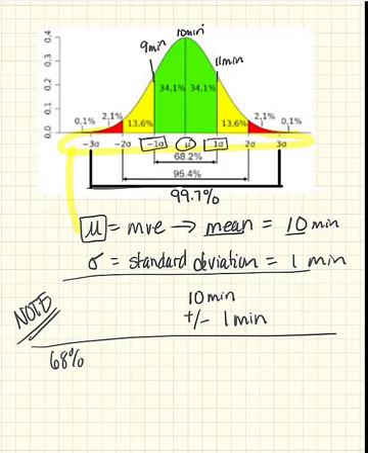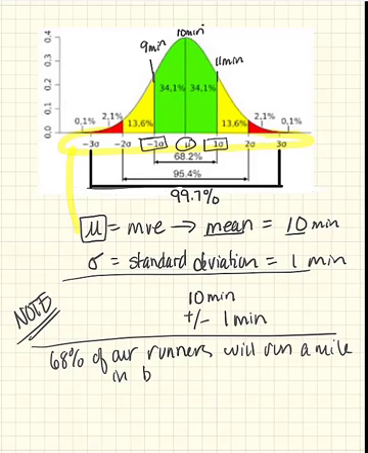So to summarize, 68% of our runners will run a mile in between 9 and 11 minutes.